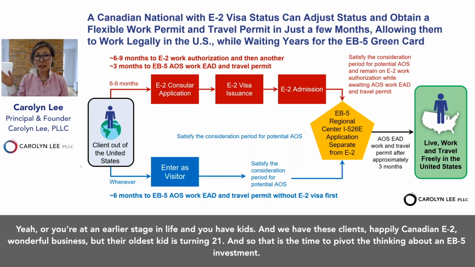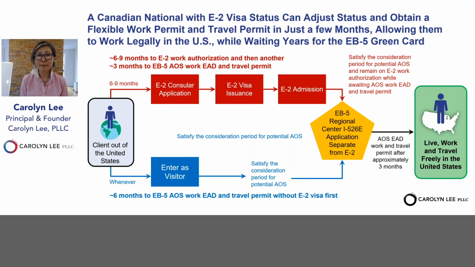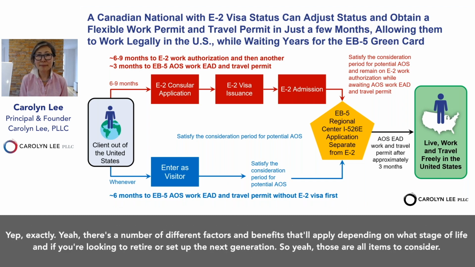happily Canadian E2, wonderful business, but their oldest kid is turning 21. And so that is the time to pivot the thinking about an EB-5 investment. Yep, exactly. There's a number of different factors and benefits that'll apply, depending on what stage of life and if you're looking to retire or set up the next generation. So yeah, those are all items to consider.